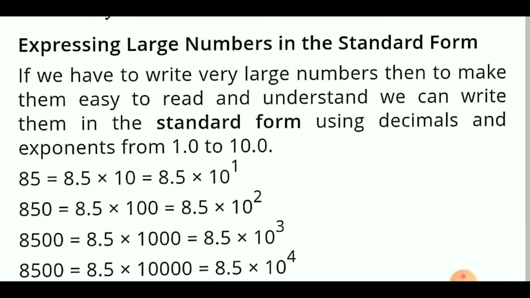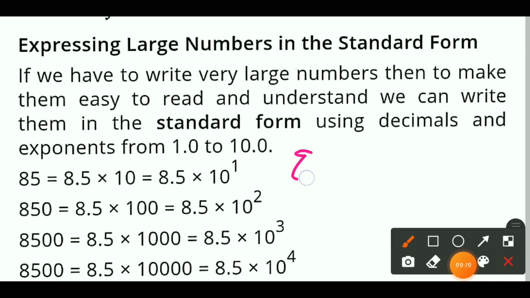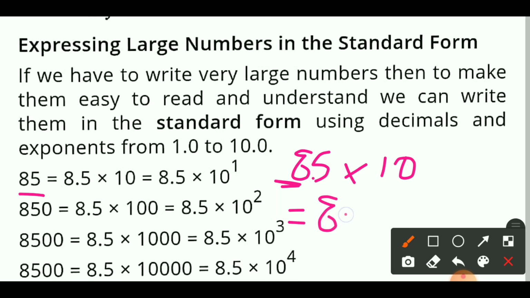Okay, let's see some examples. Here the number is 85, as you can see. So how can you write 85 in standard form? For this, what you need to do? You need to put the decimal here. Why? I told you here we need to write only one number, and the remaining number will go to the next side. Multiply by 10. So your answer becomes 8.5 times 10 raised to power 1.